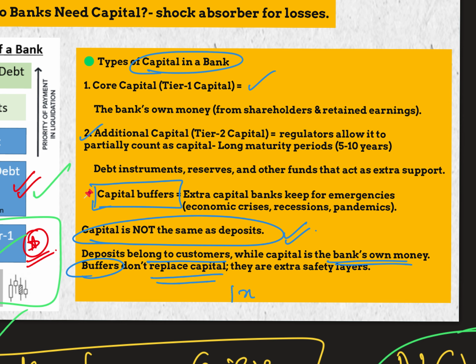Let's say if capital is X, over and above that X, let's say 0.25% or 0.5% or 10%, whatever may be the number, as set by the regulatory bodies, that is called an additional buffer. What are they? Let us have a look.